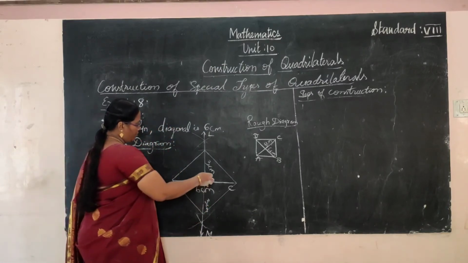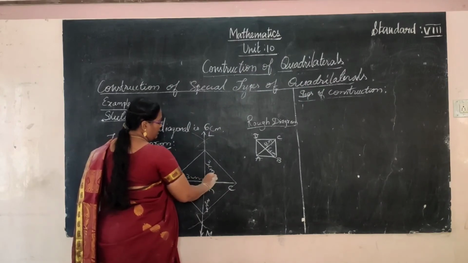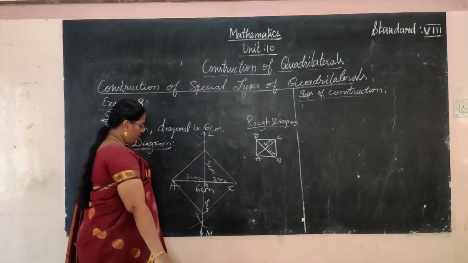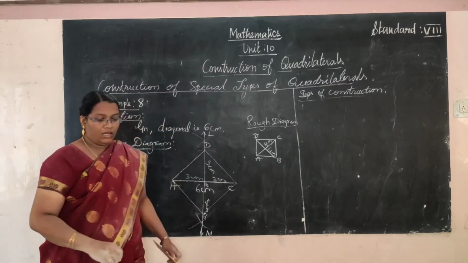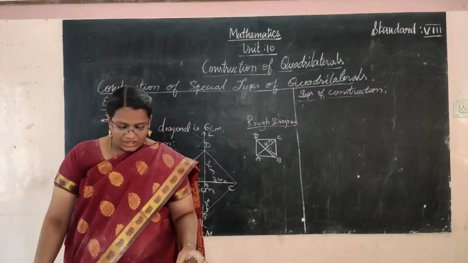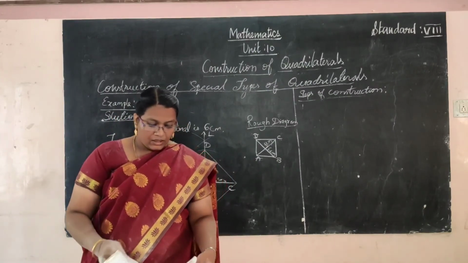Okay, 3 centimeter, here also 3 centimeter, equally divided. So A, B, C, D. Okay, A, B, C, D. Now we get the rhombus square.